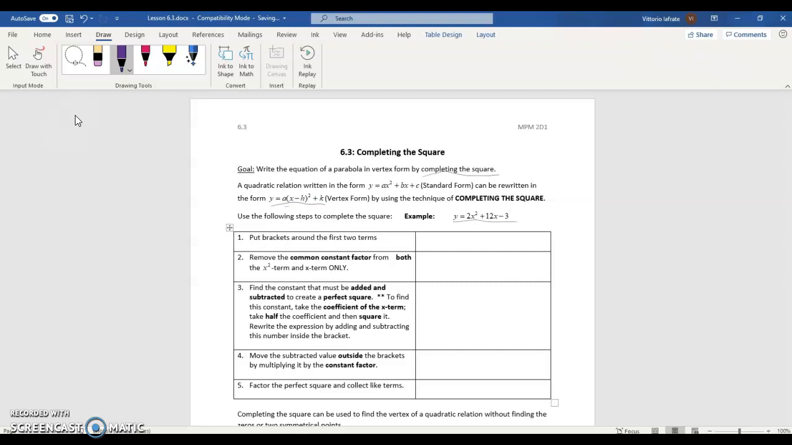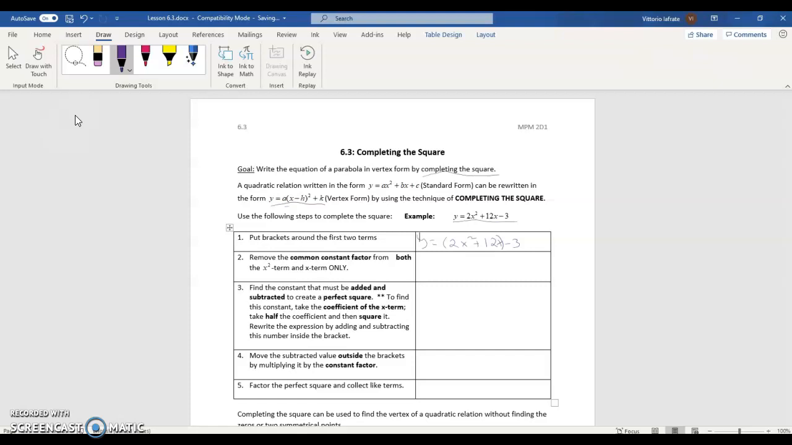The first thing you want to do is place the brackets around your first two terms, which are your ax squared and your bx terms. So we're going to have y is equal to brackets around here, 2x squared plus 12x, minus 3. Then we're going to remove the common constant factor from both the x squared term and the x term only.